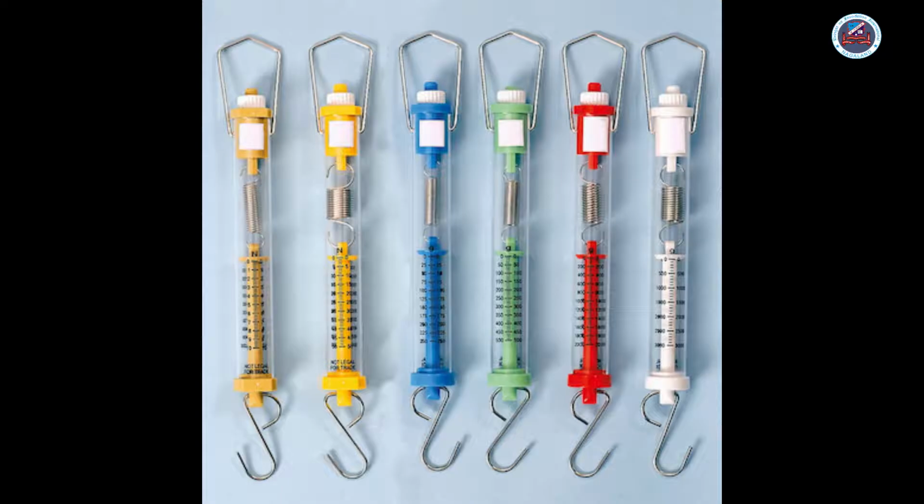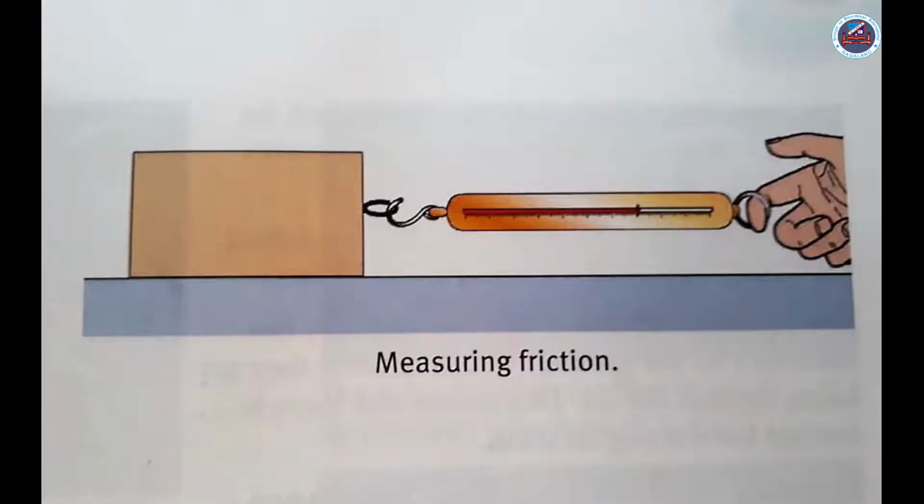We use a force meter to calculate frictional force. We attach an object to the force meter and pull the hook. When the object just starts to move, the reading in the force meter is the frictional force.